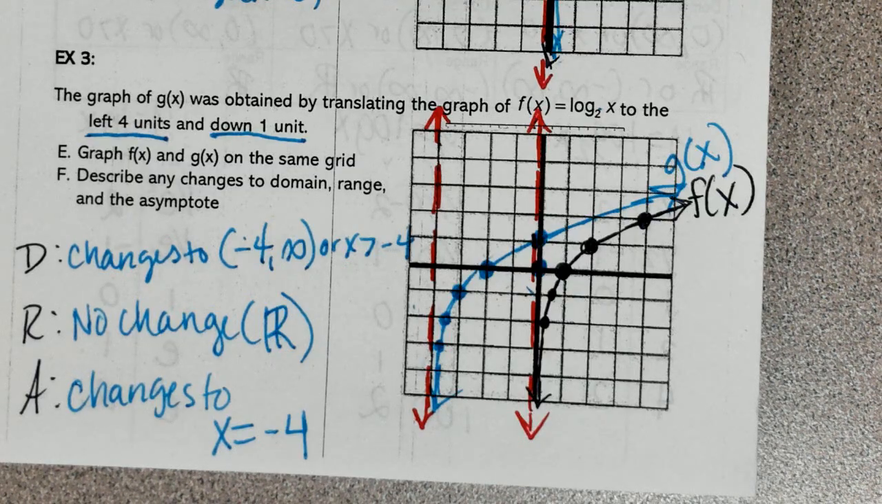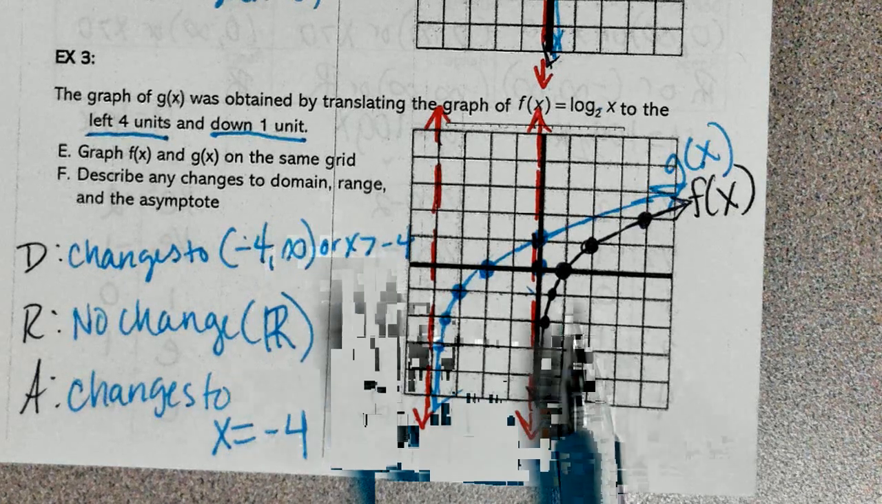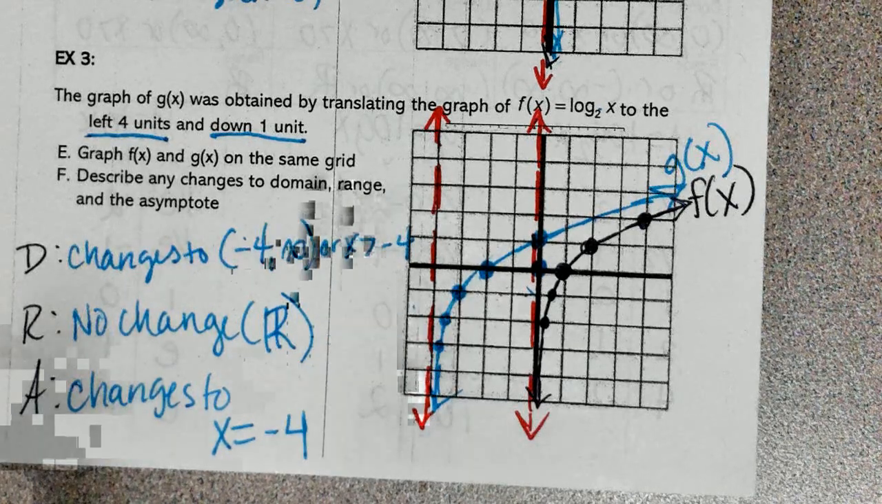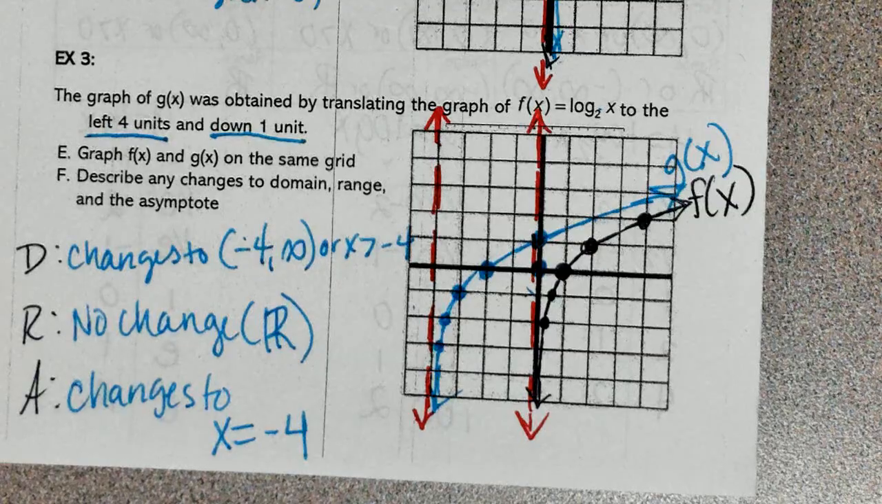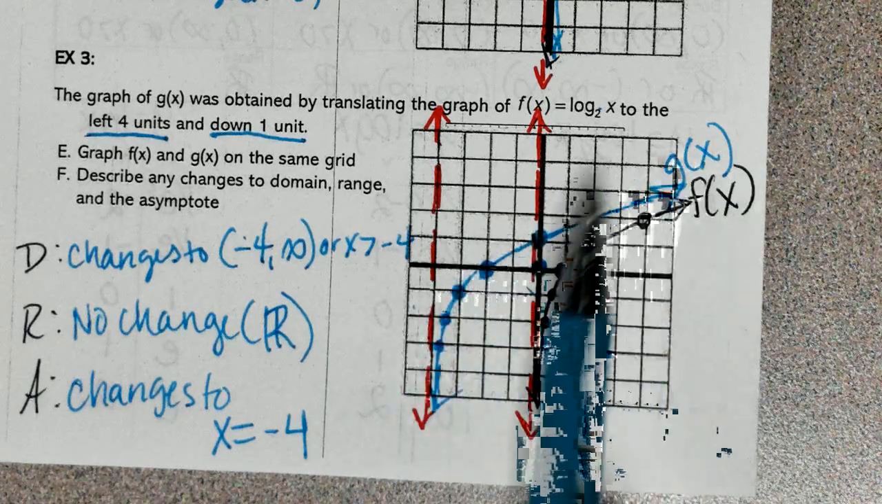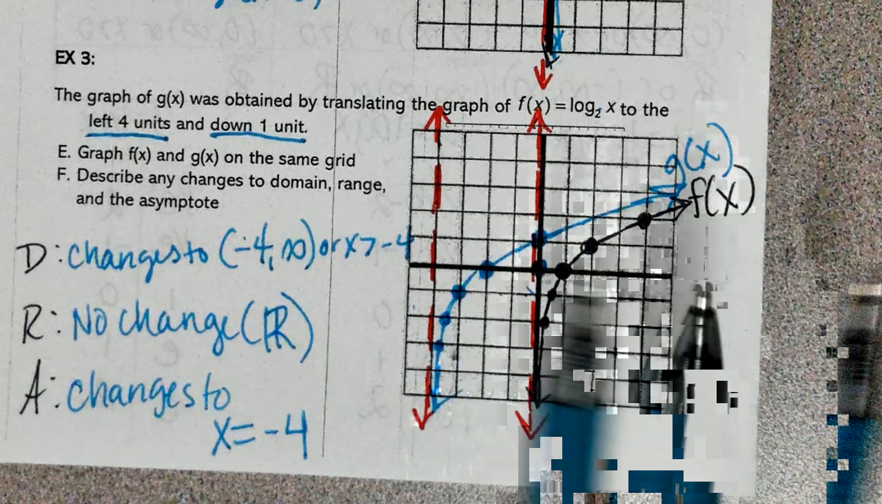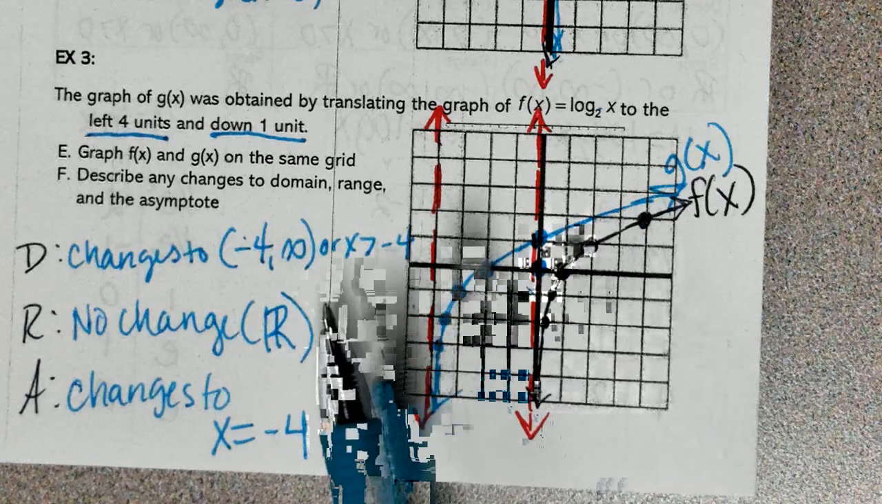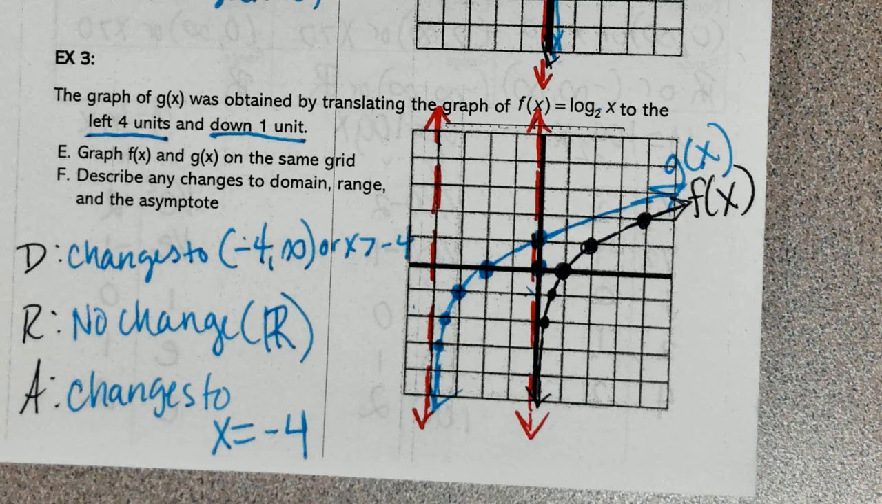And today we're not going to worry so much about what these look like in the equation. That's coming tomorrow. Today is just all about understanding the attributes of the graph and what happens to those attributes when we move the graph left, right, or up, down. Okay? All right.